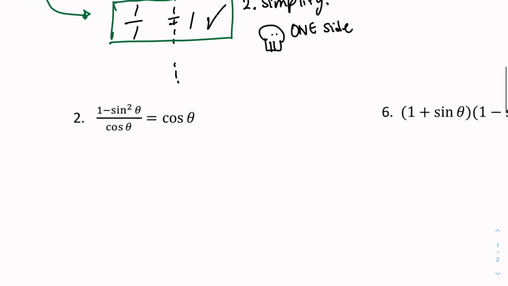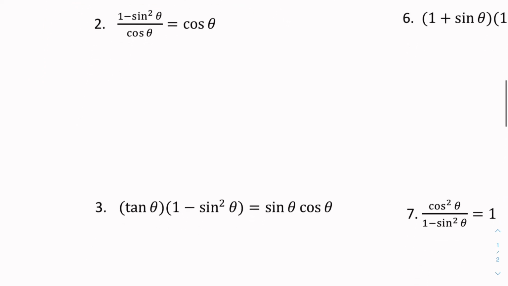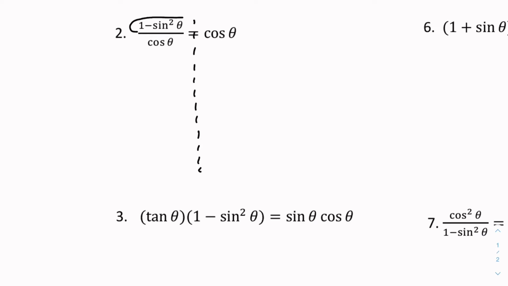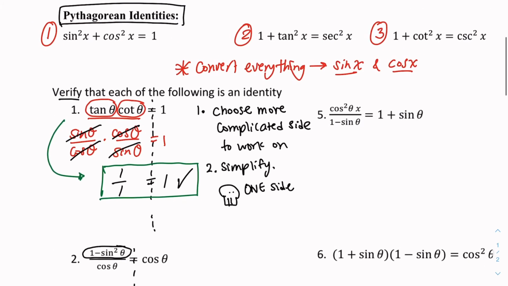Number 2 says 1 minus sine squared theta over cosine theta equals cosine theta. So the rules are pick the more complicated side. Let's draw the dotted line down the equal sign to keep our work neat and separate. I see a 1 minus sine squared theta on top, and that looks kind of familiar. It's similar to formula number 1. But formula number 1 has a plus sign and a cosine with the sine, so we have to make some changes. My challenge to you is, can you move things around here so that you have 1 minus sine squared theta? Give it a try.